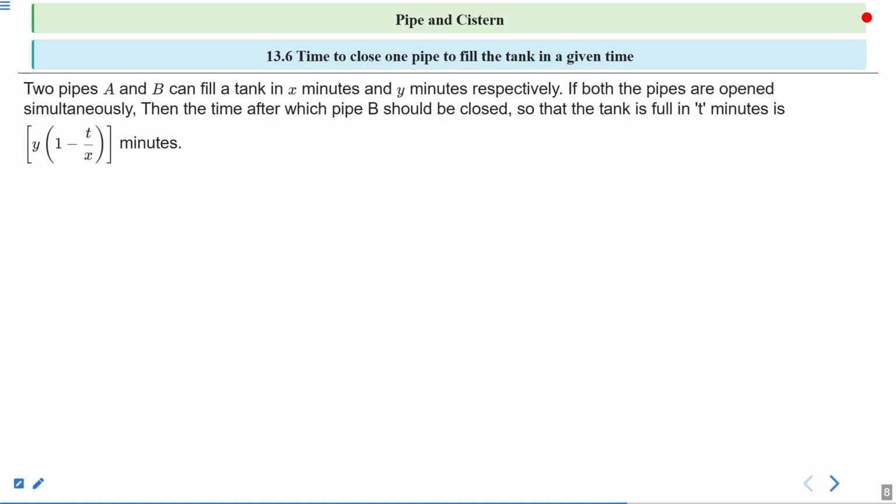Time to close one pipe to fill the tank in a given time. Two pipes A and B can fill a tank in X minutes and Y minutes respectively. Both the pipes are opened simultaneously. Then the time after which pipe B should be closed so that the tank is full in T minutes is given by this formula: Y(1 - T/X) minutes.